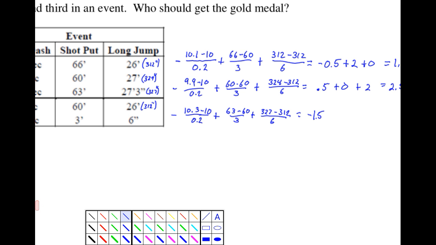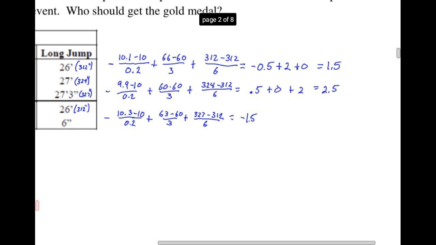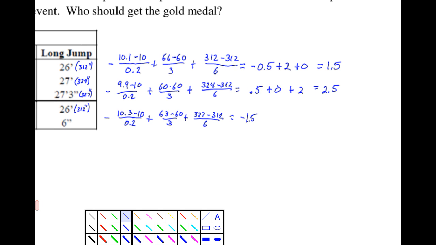So that slow 100-meter dash has a big impact. It's way worse than the slightly slower one for competitor A. 63 minus 60 is 3, divided by 3, that's 1. And then we get a 2.5 for that really good long jump performance. Unfortunately, that negative 1.5 really brings things down. Negative 1.5 plus 1 just gives us a negative 0.5. Take that away, we get 2.0.